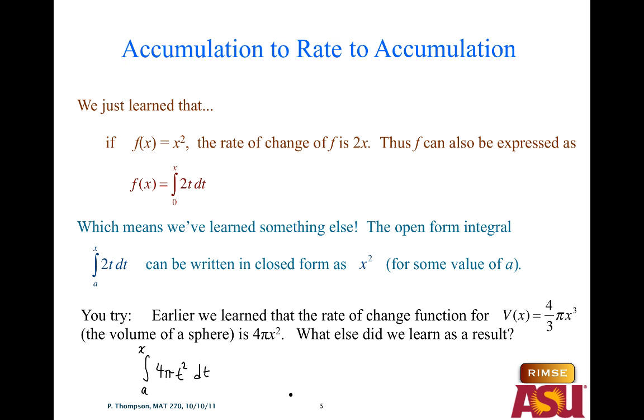So what we learned is this open form expression that we might have seen before, now we could write it in closed form. What would it be? For some a. So before, when we had an open form expression like that, we had to stop there and if we wanted to calculate some accumulated volumes of a sphere, we'd have to get some technology to do it for us. But now we know that it has to be 4/3 pi x cubed. Because that's the volume of a sphere, right? That's the volume of a sphere. And so we know now we have a closed form for that open form accumulation function.